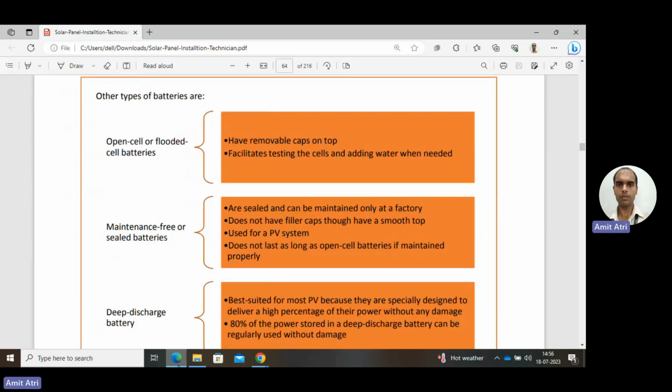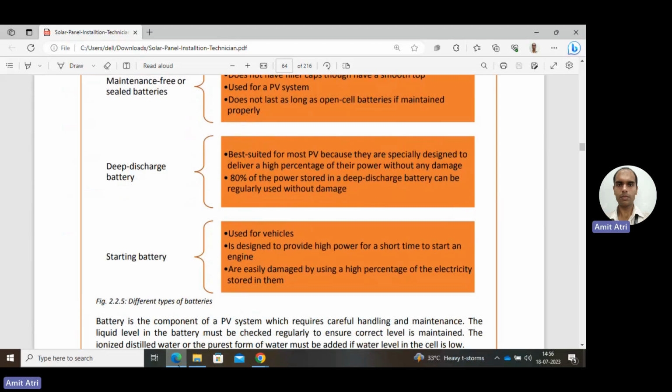Second one, maintenance free or sealed battery. We cannot open this, so they are sealed. If we need some type of maintenance, then we have to visit a proper workshop or factory, because we cannot fill the water there. They can be used for PV systems. Their life is less than open cell batteries. If the open cell batteries are properly maintained, maintenance is good, then the open cell battery will last longer.